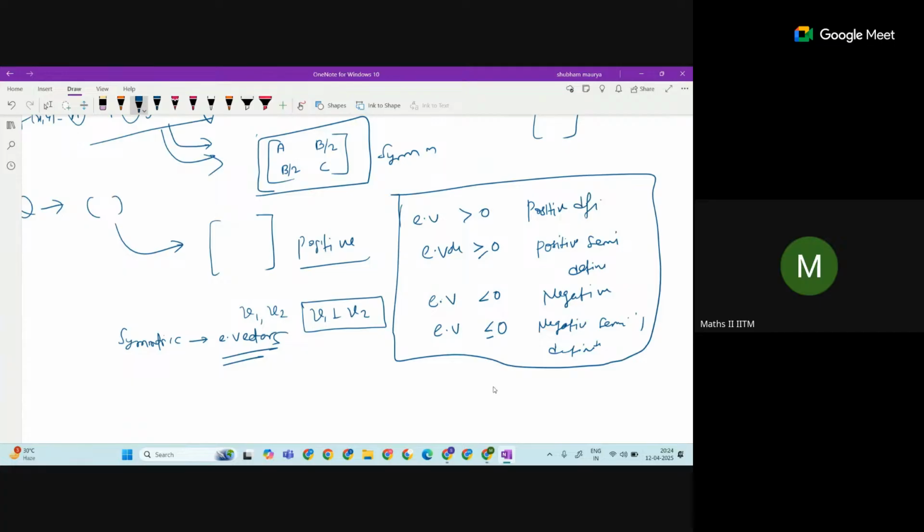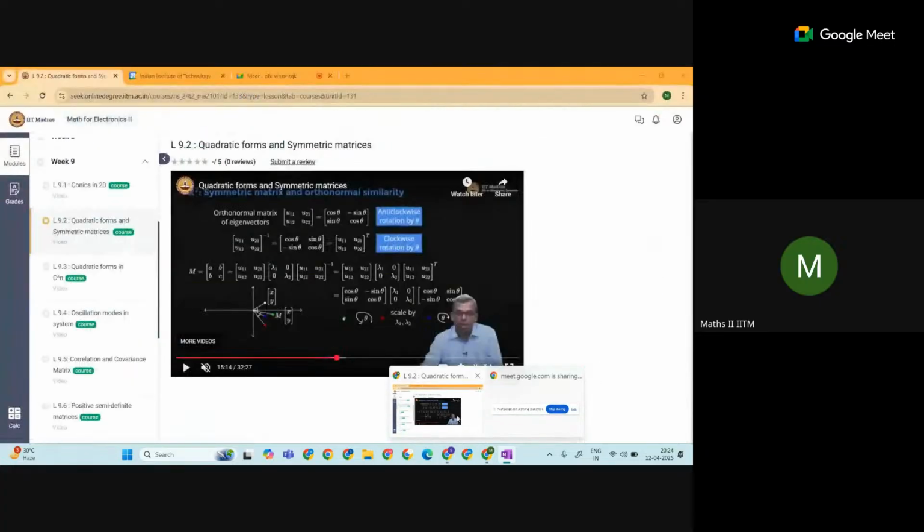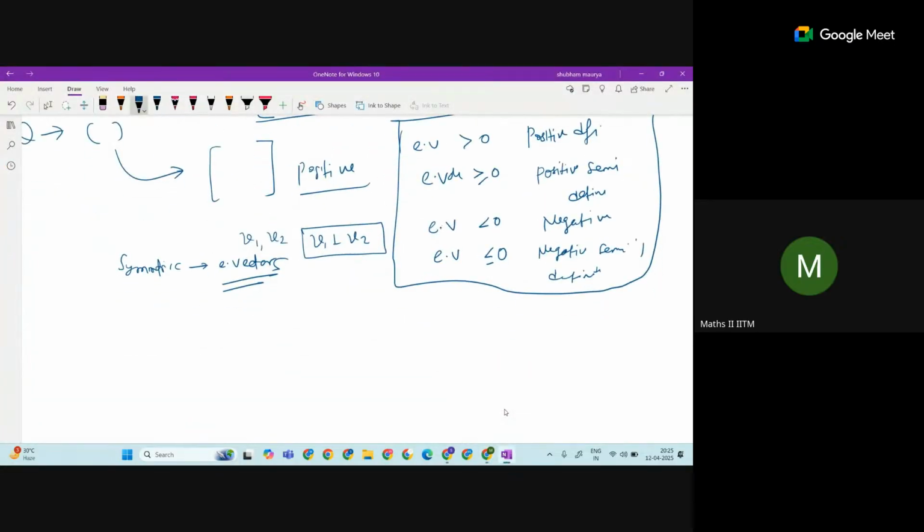This is a property of the eigenvectors of a symmetric matrix, which the professor is saying: the symmetric matrix and the orthonormal similarity. It means that once you find the eigenvectors, which are orthonormal, you can do the diagonalization. One thing to note here is that a symmetric matrix is always diagonalizable.